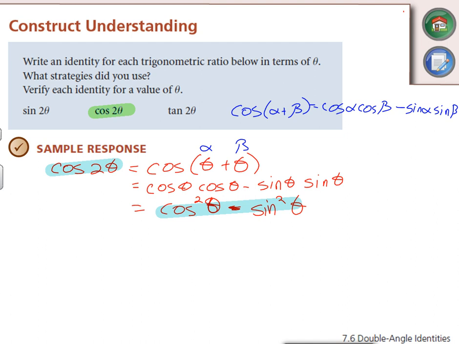You could pick any value. You could verify this one. It's going to work out again. I'm not going to verify this. Just be careful with this. This is not cos squared plus sine squared. Cos squared plus sine squared equals 1. Cos squared minus sine squared equals cos 2 theta.